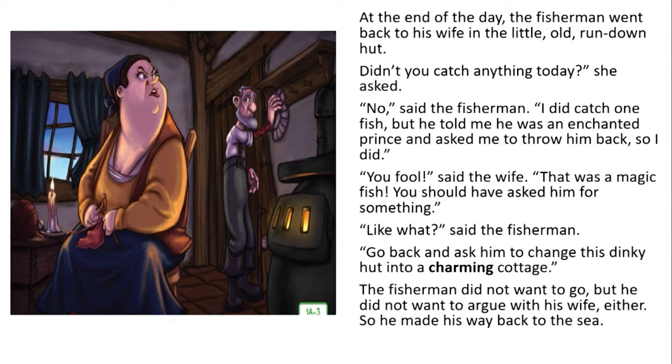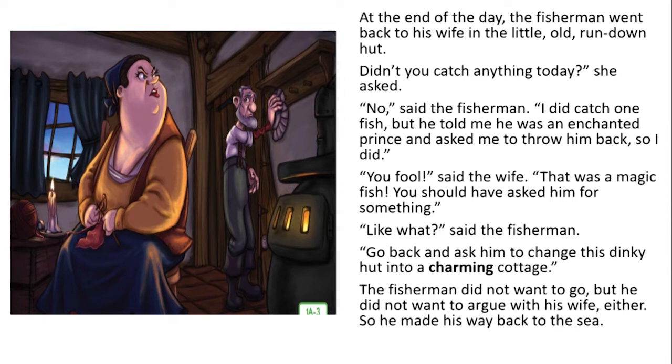At the end of the day, the fisherman went back to his wife in the little old rundown hut. "Didn't you catch anything today?" she asked. "No," said the fisherman. "I did catch one fish, but he told me he was an enchanted prince and asked me to throw him back, so I did." "You fool," said the wife. "That was a magic fish. You should have asked him for something." "Like what?" said the fisherman. "Go back and ask him to change this dinky hut into a charming cottage."